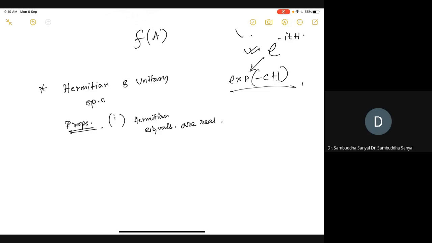Am I connected? Yes. Okay, good. I'm hearing a message on my mobile. I thought if I am disconnected, somebody is messaging.